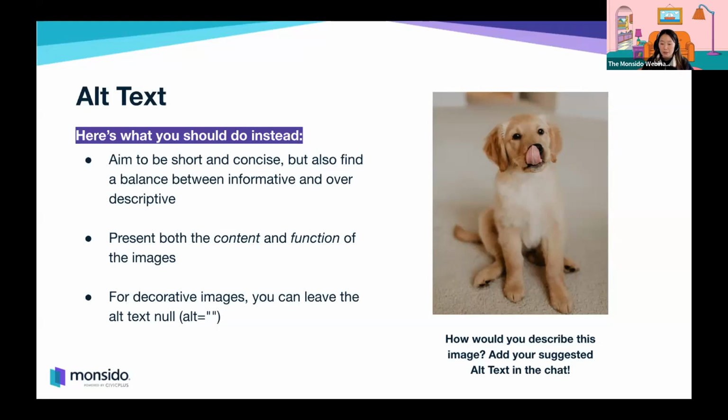And here we have an image. Feel free to suggest alt text in the chat. It can't just say a dog. It could say a dog licking its face. It's a brown and white dog. I'm not sure what breed it is. I think it's a golden retriever, but basically we want to be as descriptive as possible for that specific image and not just have any random gibberish in there.